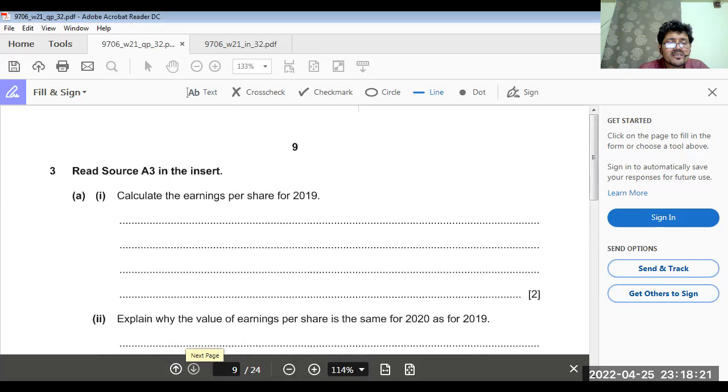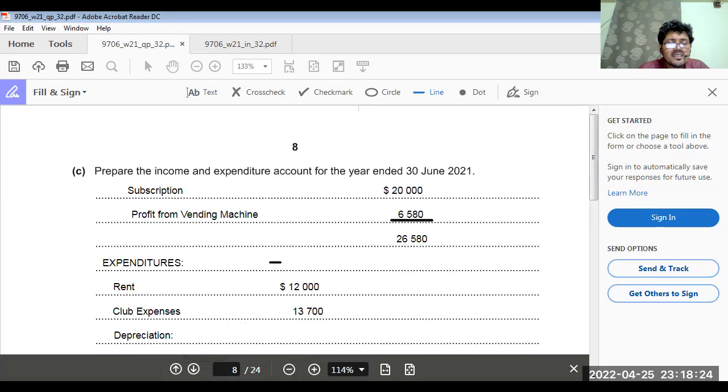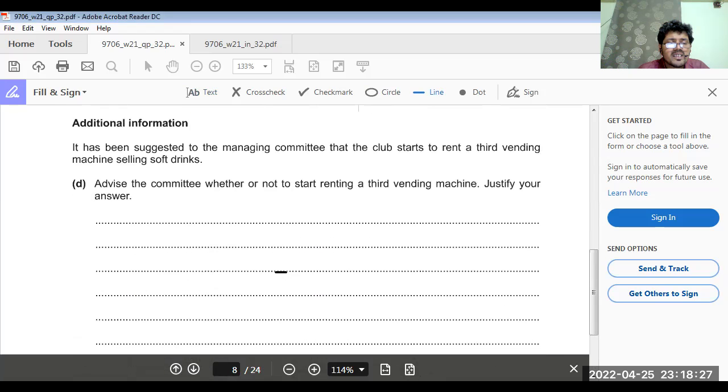What next? Question 3. Okay, now we have to calculate whether they have to buy or not. Now it's up to your decision. More vending machines means more soft drinks to sell, sales will increase. But we have to pay the rent of the vending machine as well, maintenance cost, etc. So it's up to you. You have to decide and give a justified answer. Okay, that's all for today.